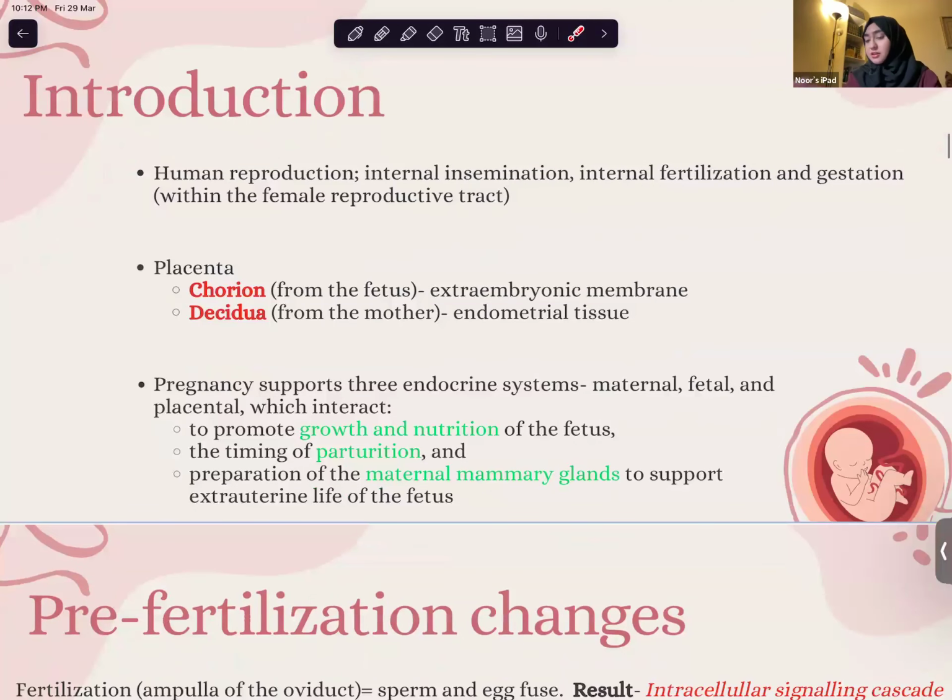Okay, now, like I just said, placenta. Chorion is basically the part of the placenta that is contributed from the fetus, and decidua is contributed from the mother. Pregnancy supports three endocrine systems.